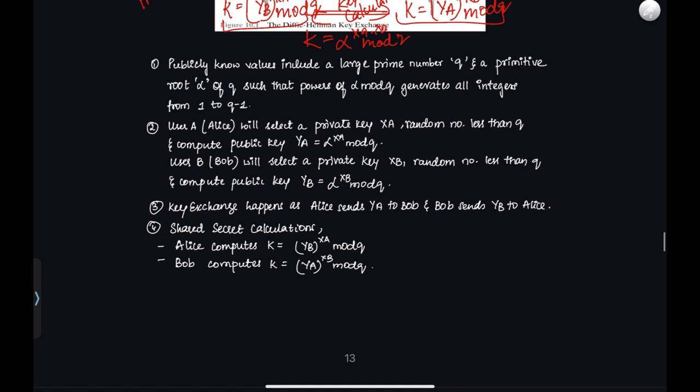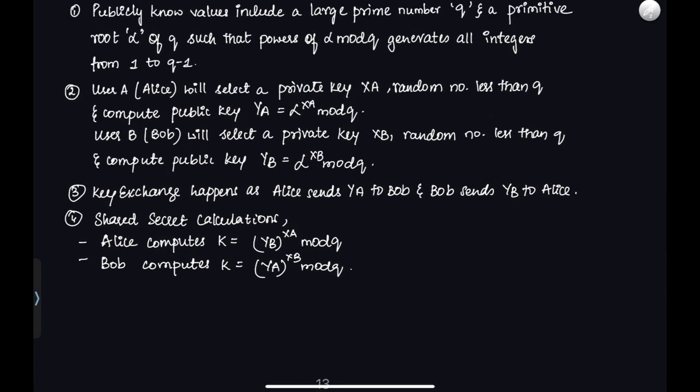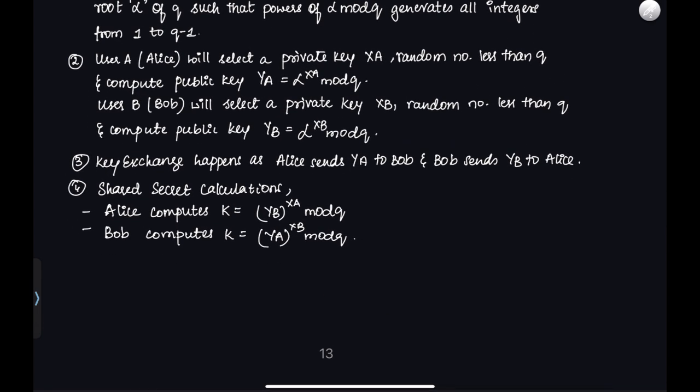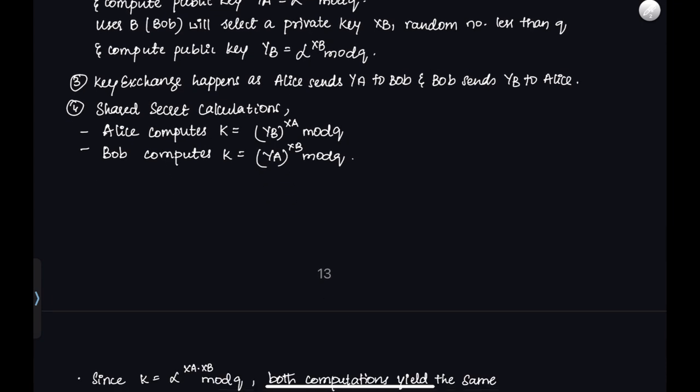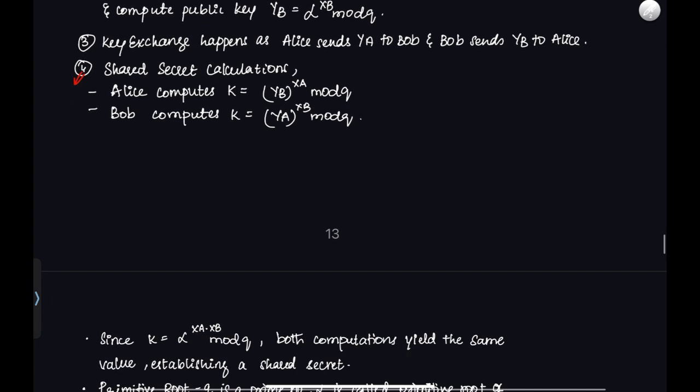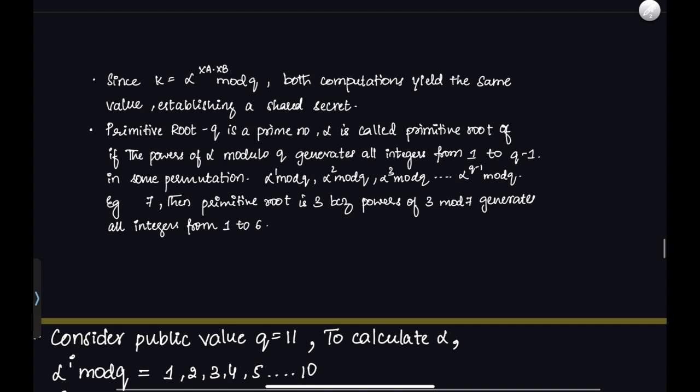So here I have written down all the points. Publicly known keys should be taken, then they'll generate private keys, Alice and Bob, and after that key exchange will happen, and then secret key calculations are happening here. And then we know K is equal to alpha power XA into XB mod Q. So both the computations will yield the same value, thereby we can say that the same secret has been shared between the sender and receiver.